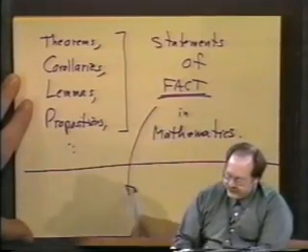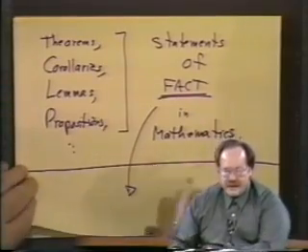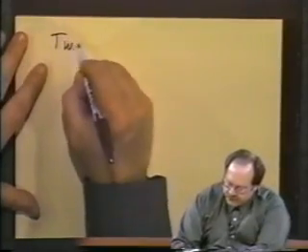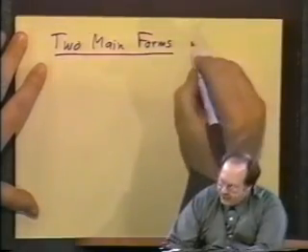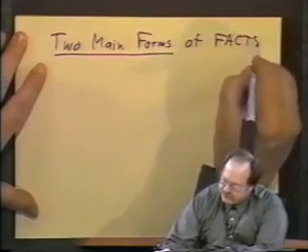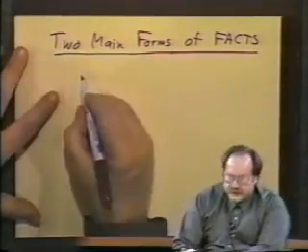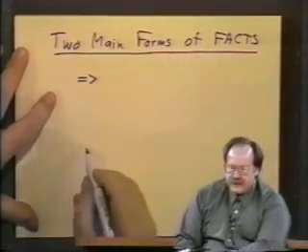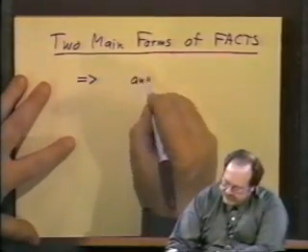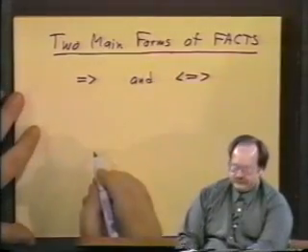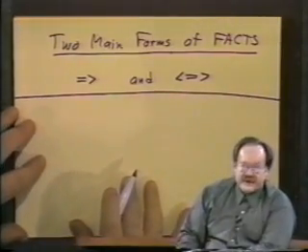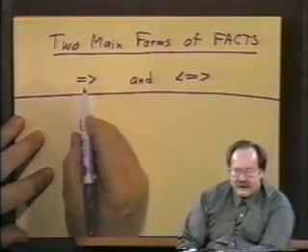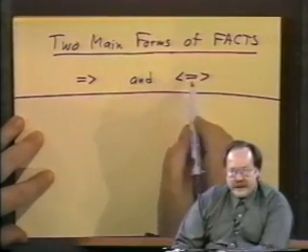All right, what do these facts look like? There are two main forms that these theorems, corollaries, lemmas, etc. come in, of what I've called up there generically facts. What are the two main forms? The left to right arrow form and the double arrow form. I will give you one illustration of each one. In other words, I will write down a very simple theorem that indicates a left to right argument and one that indicates a back and forth statement.